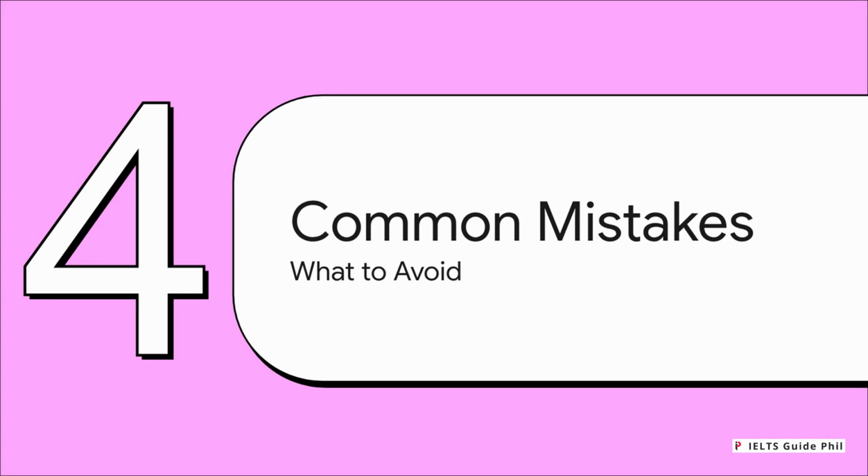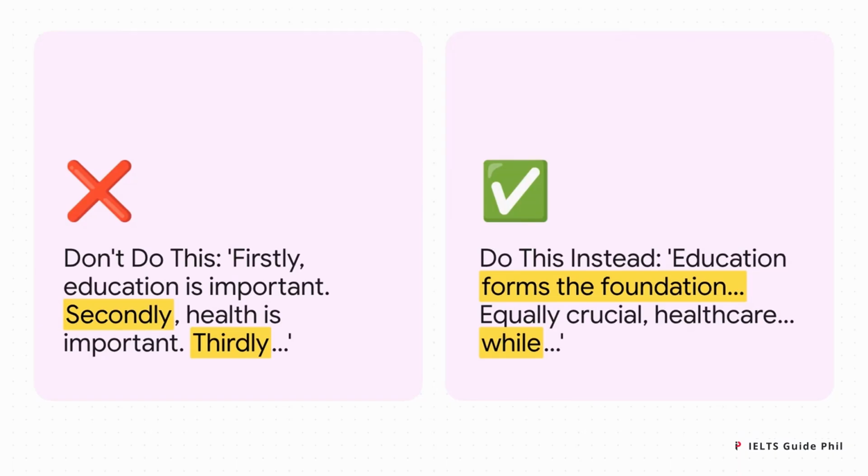Now, knowing what tools to use is one thing, but using them correctly, that's a whole other ballgame. So let's dive into some of the most common score-dropping mistakes that IELTS Guide Phil points out, so you can steer clear of these traps. Oh, this first one is a big one. Overusing those really basic connectors like you're just reading off a shopping list. Firstly, secondly, thirdly, it just sounds so mechanical and, honestly, a little boring.